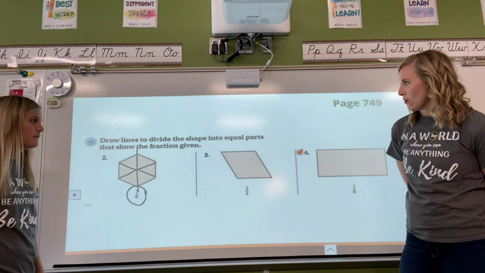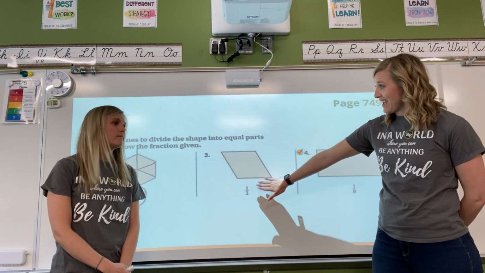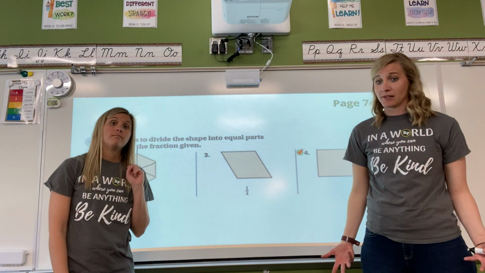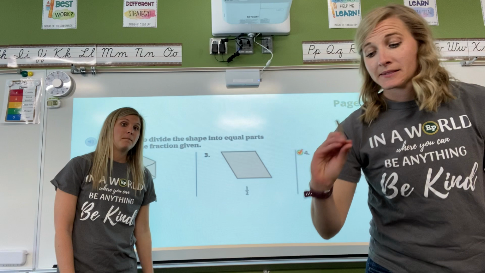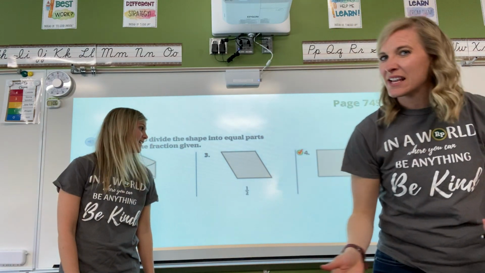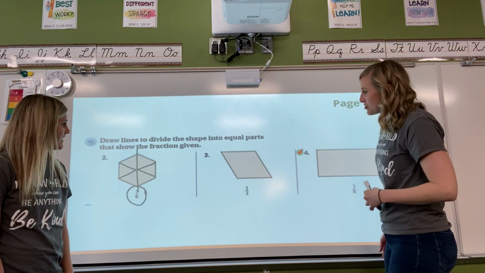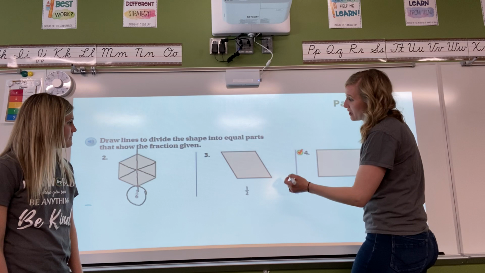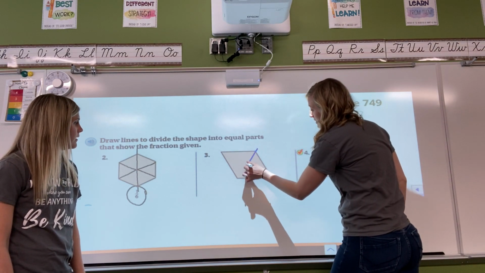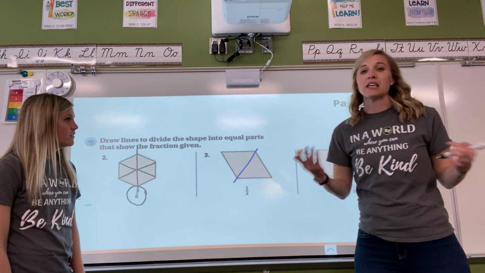Cool. Okay, next one. I need 1/2. So I need to divide it into how many equal parts? Rylan, how many equal parts am I going to divide this shape into? 2. Nice. You're right. So I want to make sure they're equal. There's a couple of different ways I can do it. But I think I'm going to go right here. There you go. I have 2 equal parts.